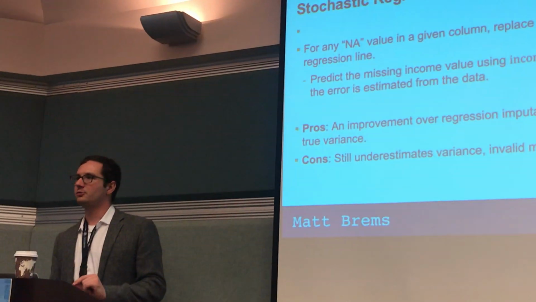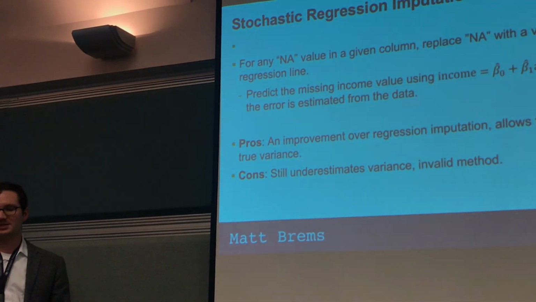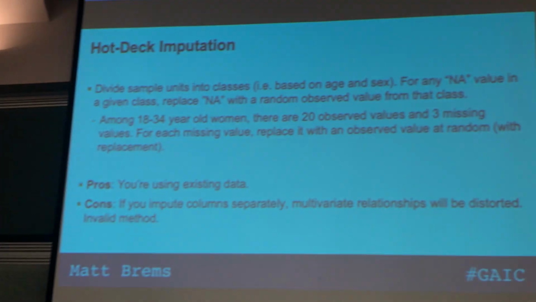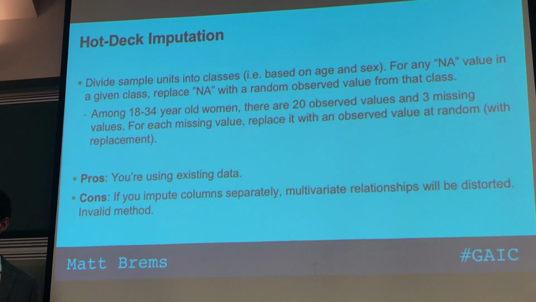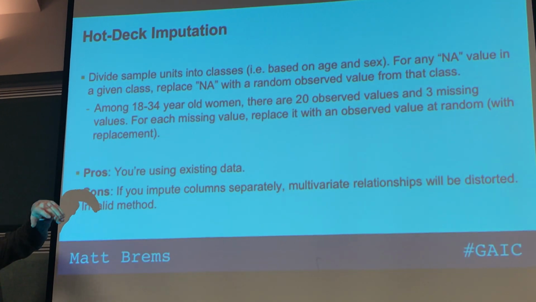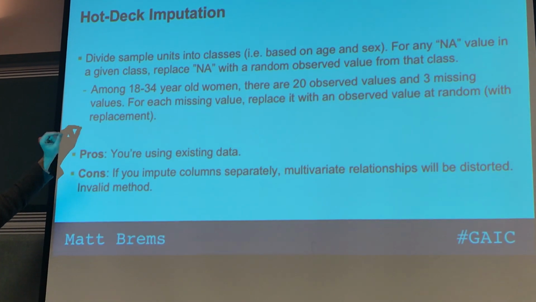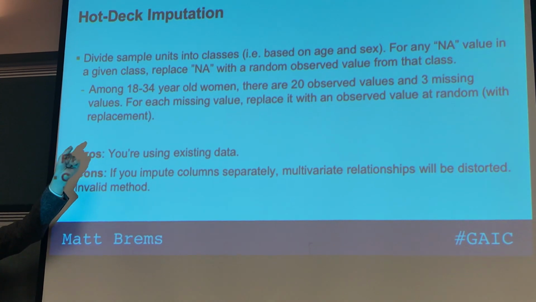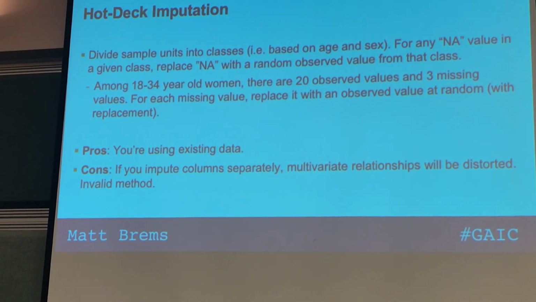One related note to this, taking a slight deviation from stochastic regression imputation, or the direction we've talked about so far, what I want to do is move on to something called hot deck imputation. Hot deck imputation is where we take our observations and we split them into strata. So maybe I split them up based on age and sex, and for any NA value in a given class, I'm going to replace that NA with a random observed value from that class.